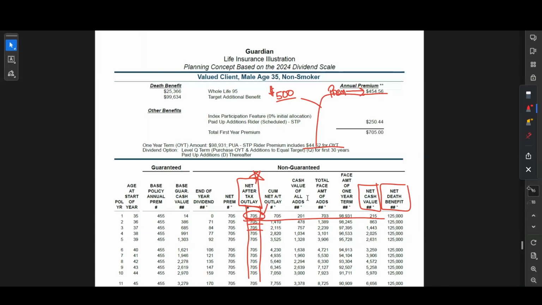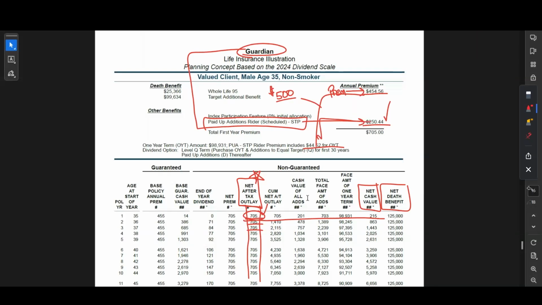Why we have $705 is because some insurance companies, like this one, Guardian, require that we have a minimum PUA payment of $250 per year. If we pay that, then they allow us to add additional funds into PUAs at our discretion. So it's a small but important rule that exists with this particular insurance company. All insurance companies have different rules when it comes to PUAs. Very important to be aware of that.